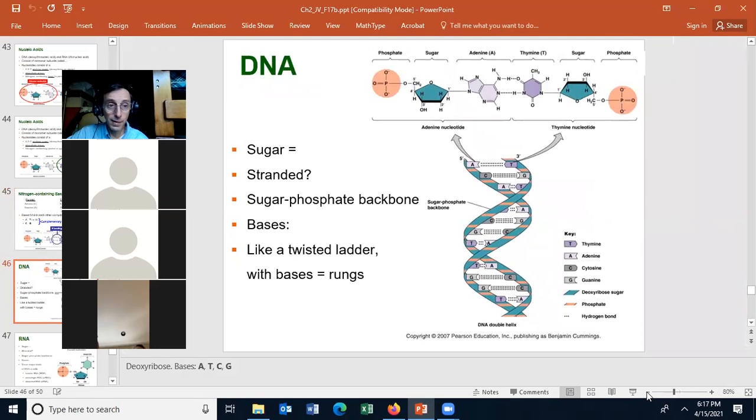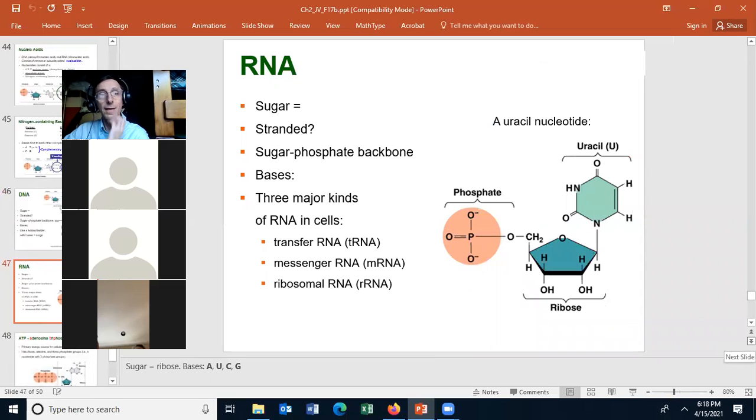All right, any question about DNA? If not, let's see if we can finish on RNA. RNA, what's the sugar in RNA? Ribose. Yeah, the sugar is ribose, and it's a single-stranded molecule. Its molecule is held together by the sugar phosphate backbone, the same as DNA. It's just a single-stranded molecule.